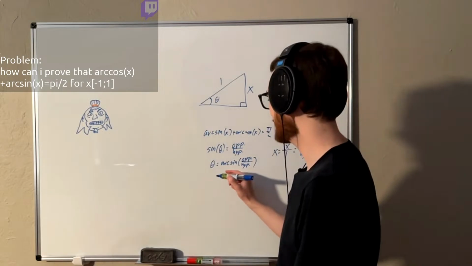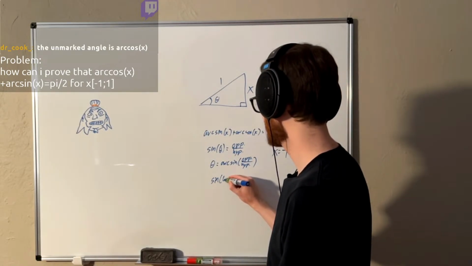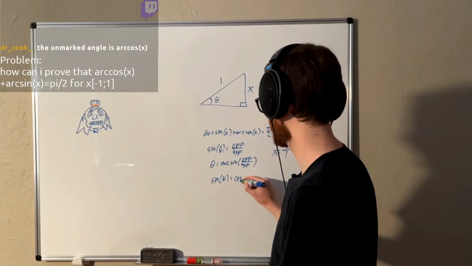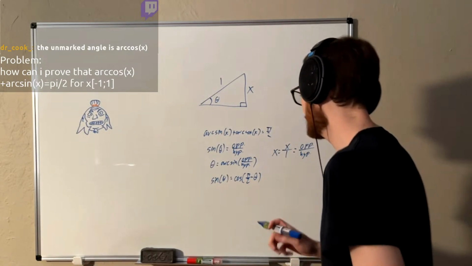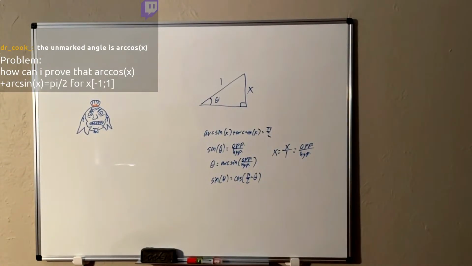Do we also use the identity that sine of theta is equal to cosine of pi over 2 minus theta? I think that's an identity. Let me check it. The unmarked angle is arccosine. The marked angle is arcsine.